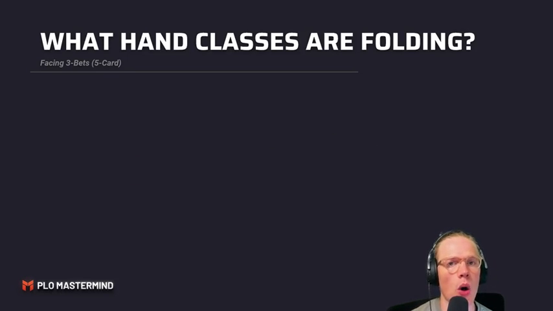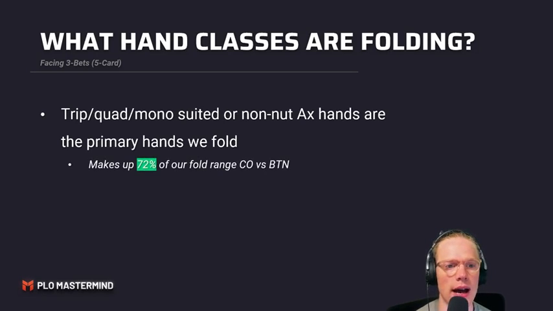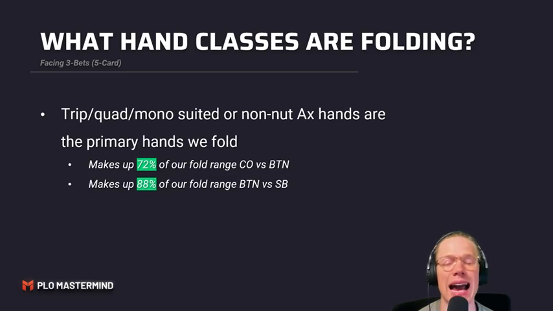And again, just to sum it all up, or to make it even more clear as to why you should be folding these hands, being the trip, quad, monotone suited hands, or non-nut ace X hands: when we look at our folding range from cutoff versus button, 72% of our folds are going to be from these hand classes, non-nut ace X hands or trip, quad, monotone suited hands. And in fact, from button versus small blind, 88% of our folds come from these hands as well.